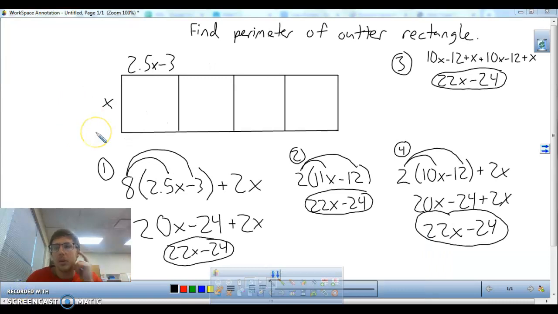Alright, so on this last one, I want you to find the perimeter of the outer rectangle. I did it 3 different ways for you. I want you to look at them and see if you can figure out how I did it each way. So the width of this rectangle on the outer is x. The length of just one of these rectangles is 2.5x minus 3, but we've got 4 of them across, right? So I want you to see all the different ways that I did this same problem and see how we got to the same expression.